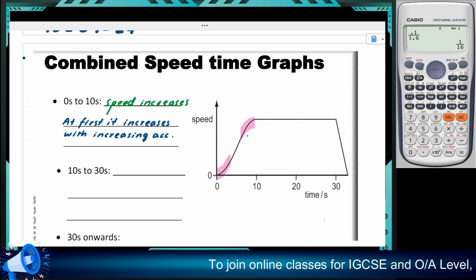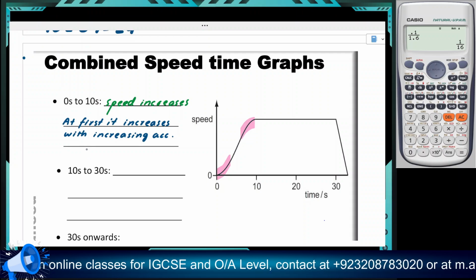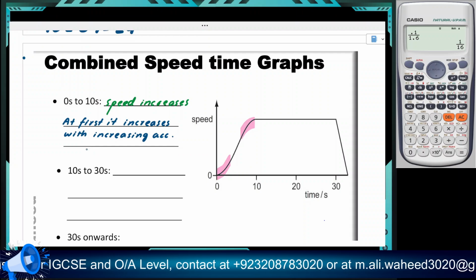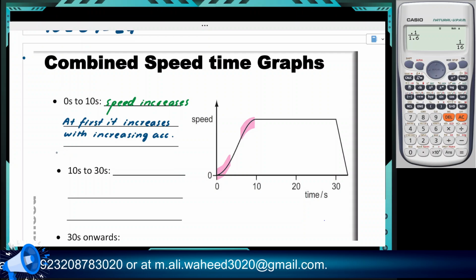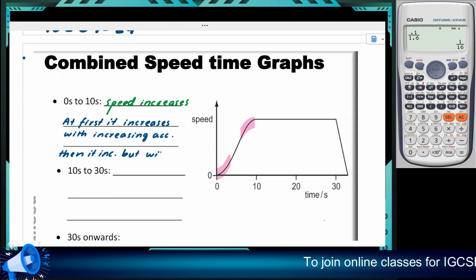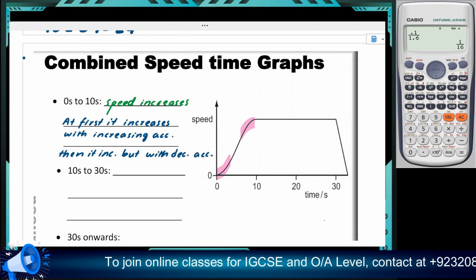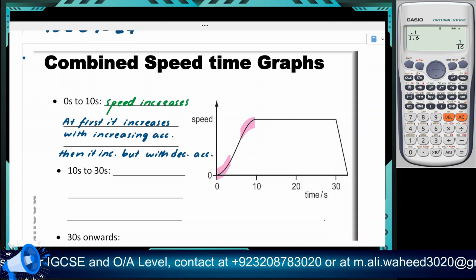And towards the last few seconds of the 10 seconds, it could be from 6, 7, 8 to 10 seconds, it increases again. It increases again, but with decreasing acceleration. It doesn't mean the speed decreases.